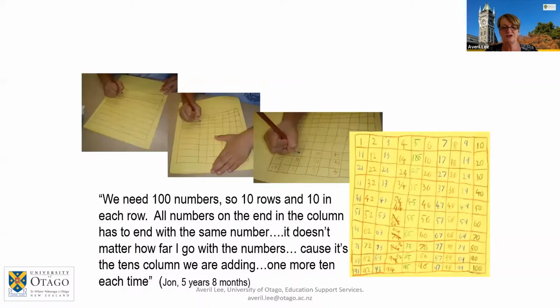This child was just over 5.5, and they've got quite a different approach. They know that the tens need to line up all underneath each other. What they've also done with a coloured pen is, he's gone across, he's drawn his grid first, and then he's put all the red numbers, all the even numbers in red and all the odd numbers in blue. So he knows quite a lot. He also realized he mucked up down through the fours column, but then he just crossed it off and carried on. This child knows a lot about pattern and structure.